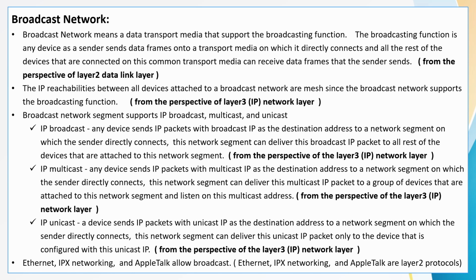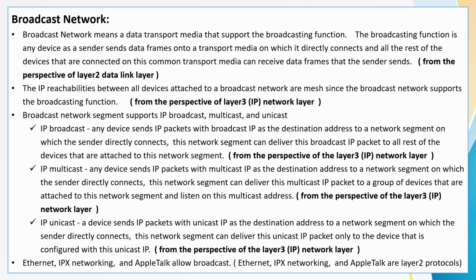So let's explain what the IP broadcast is. IP broadcast is when a device sends IP packets with the broadcast IP as a destination address to a network segment to which the sender directly connects. These network segments can deliver this broadcast IP packet to all the rest of the devices attached on that network segment. This is the IP perspective explaining IP broadcast.